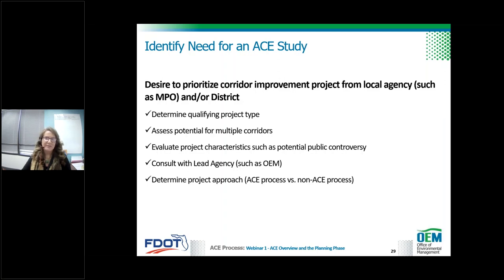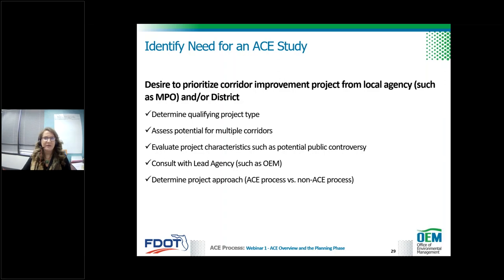The next step would be to conduct a preliminary assessment. Is there a potential for multiple corridors on this study? So for example, do you have a highly urbanized area with very limited opportunities for corridors? The ACE process may not be beneficial. Or is it the other way around? You have a large suburban or rural area with a lot of opportunities for potential corridors. There it might be beneficial.